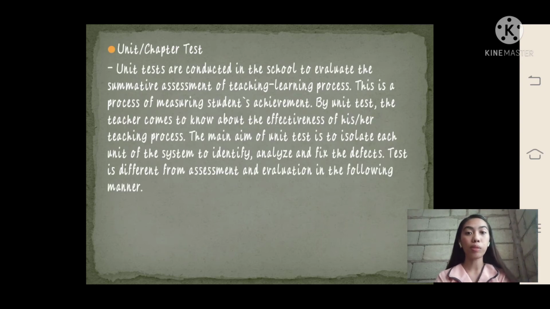The other type of assessment is unit or chapter test. Unit tests are conducted in the school to evaluate the summative assessment of teaching and learning process. This is a process of measuring students' achievement. By unit test, the teacher comes to know about the effectiveness of his or her teaching process. The main aim of unit test is to isolate each unit of the system to identify, analyze, and fix the defects. Test is different from assessment and evaluation in the following manner.